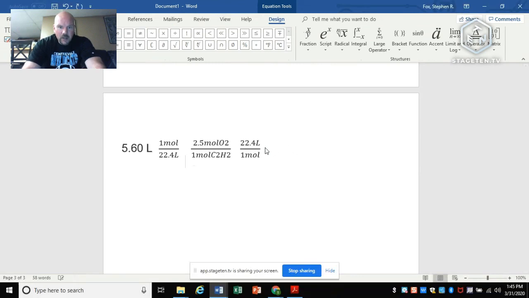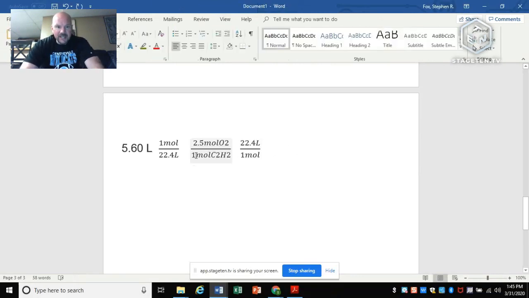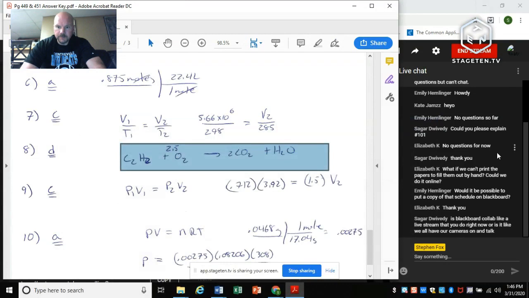And what you notice is, if pressure and temperature stay the same, then I'm dividing by the same number and multiplying by that same number. So I don't need to do those steps. Really all I had to do was take 5.6 and multiply it by that ratio. That would be the mole ratio, but it would also be the volume ratio. Okay? All right. Any other questions?